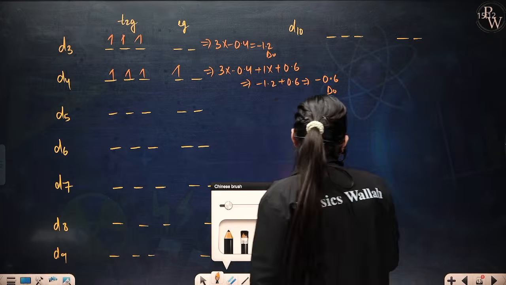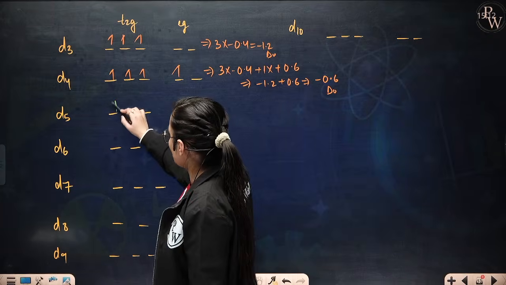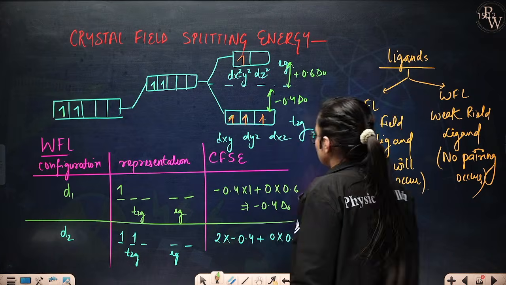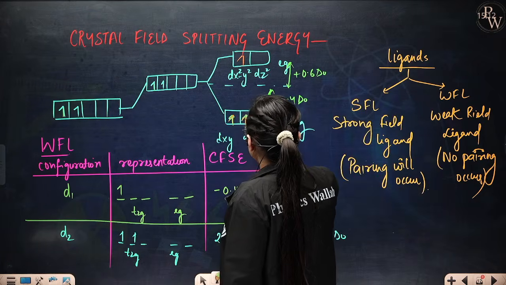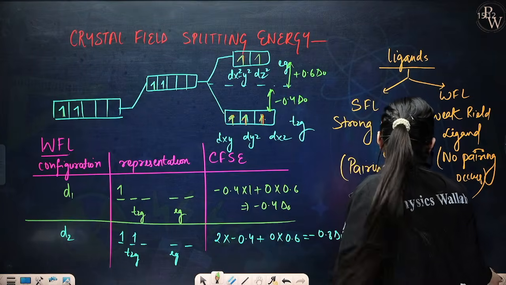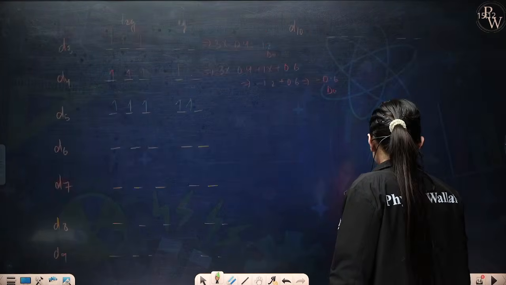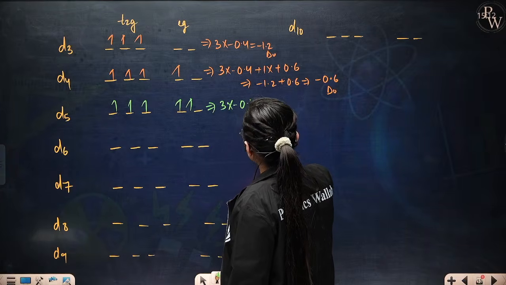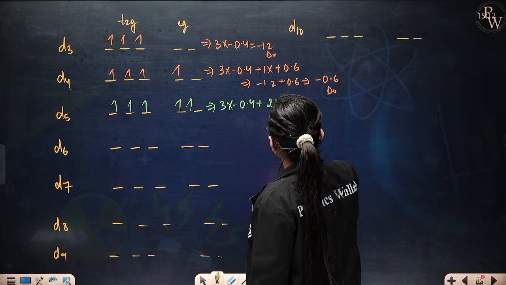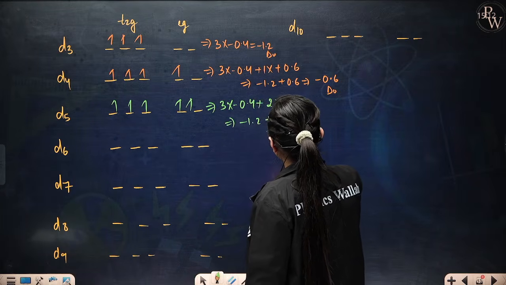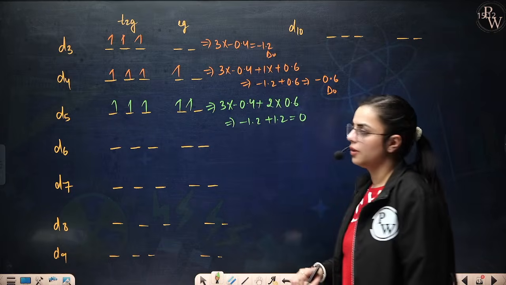Now see the next one. Now in the case of D5, what will happen? 1, 2, 3, 4, 5. There will be no pairing. See, 1, 2, 3, 4 and 5. No pairing, weak field ligand. So how will you calculate it? It will be 3 into minus 0.4 plus 2 into positive 0.6. It is minus 1.2 plus 1.2. So it is 0.